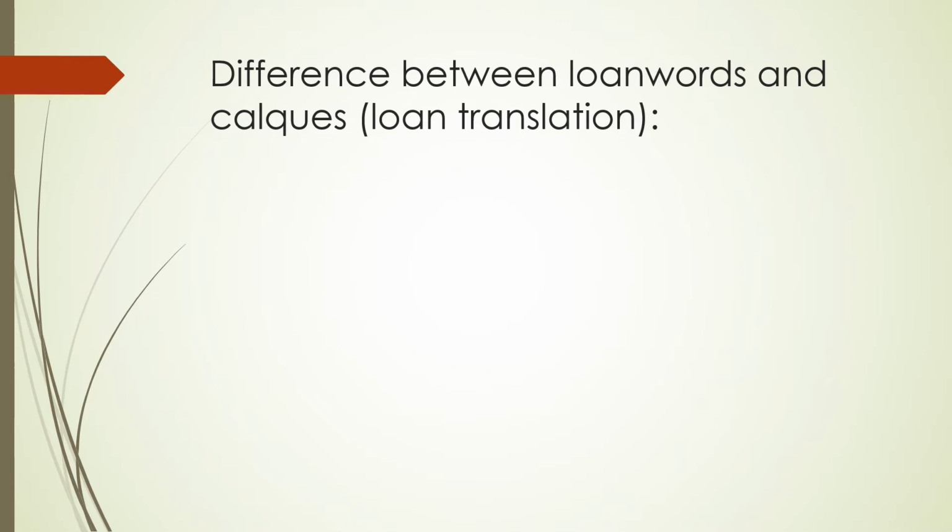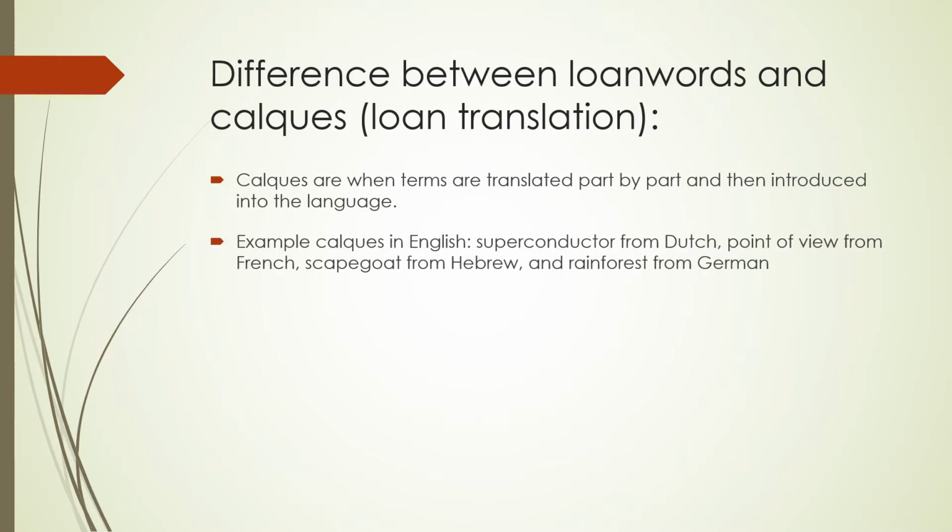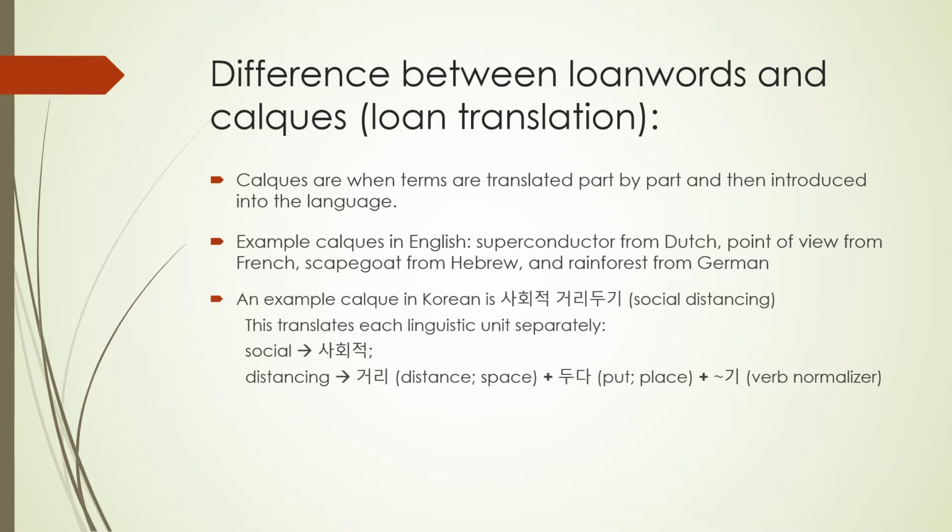The difference between loanwords and calques, which are loan translations, is that calques are when terms are translated part by part and then introduced into the language. Some example calques in English are superconductor from Dutch, point of view from French, scapegoat from Hebrew, and rainforest from German. An example calque in Korean is 사회적 거리두기, which is social distancing, and this translated each linguistic unit separately.